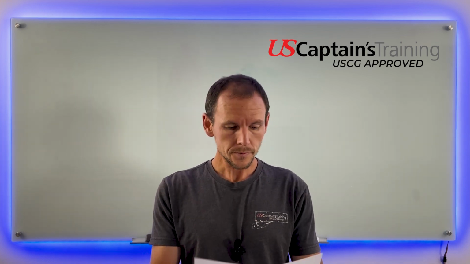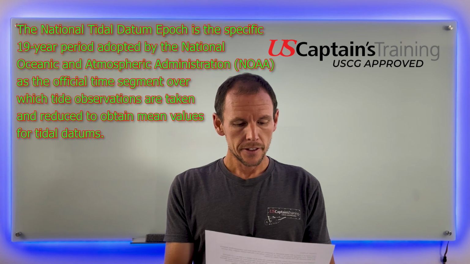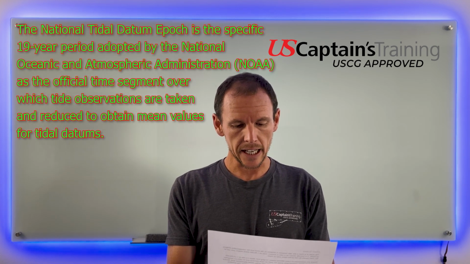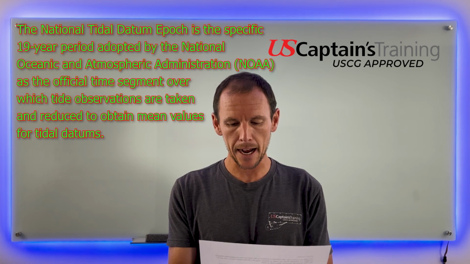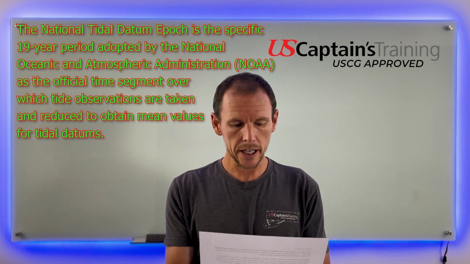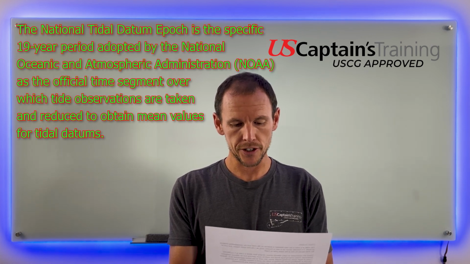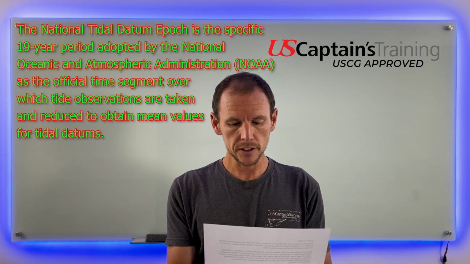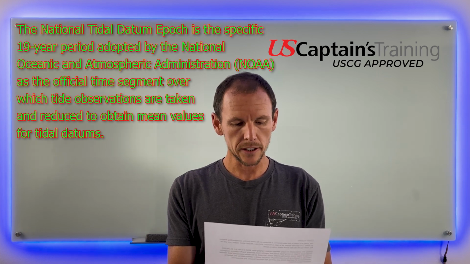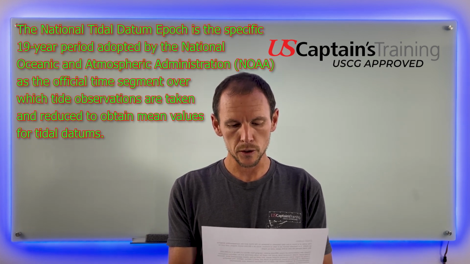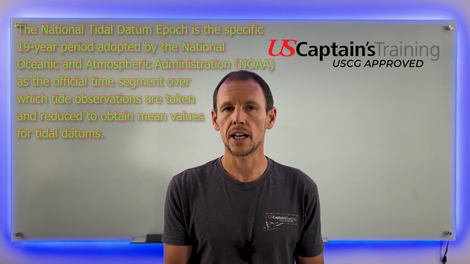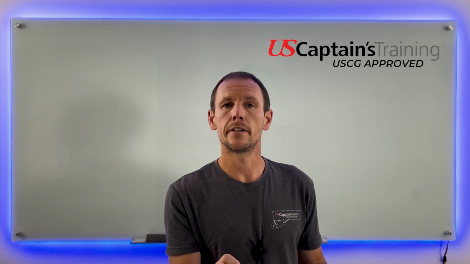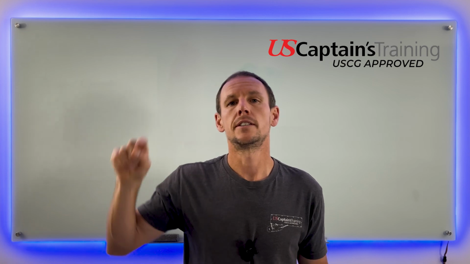Let's read. Tidal epoch. The national tidal datum epoch is the specific 19-year period adopted by the National Oceanic and Atmospheric Administration, NOAA, as the official time segment over which tidal observations are taken and reduced to obtain mean values for tidal datums. So the tidal epoch is just the time period from which they crunch the numbers to get the datums.